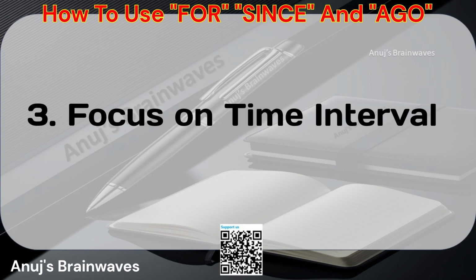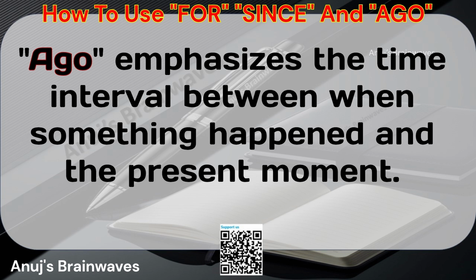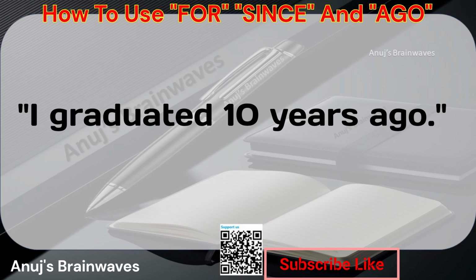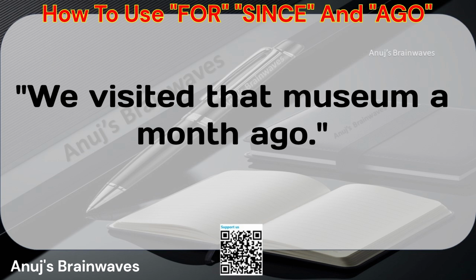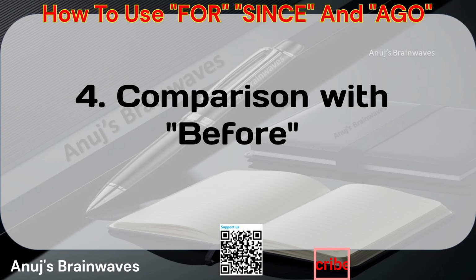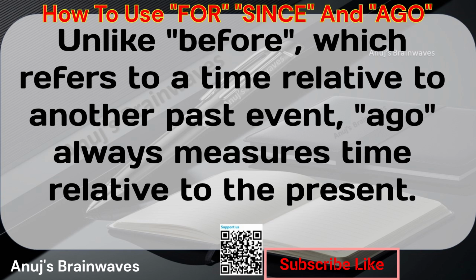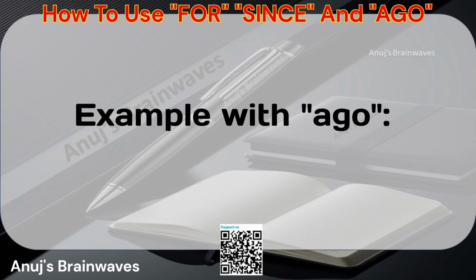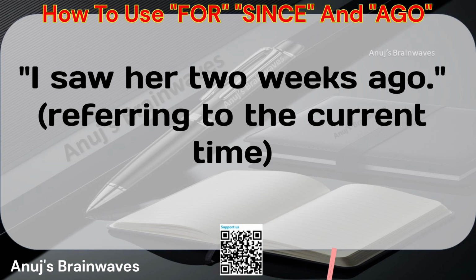3. Focus on time interval. Ago emphasizes the time interval between when something happened and the present moment. Examples. I graduated 10 years ago. We visited that museum a month ago. It highlights the gap of time that has passed since the event. 4. Comparison with before. Unlike before, which refers to a time relative to another past event, ago always measures time relative to the present. Example with ago. I saw her 2 weeks ago, referring to the current time.